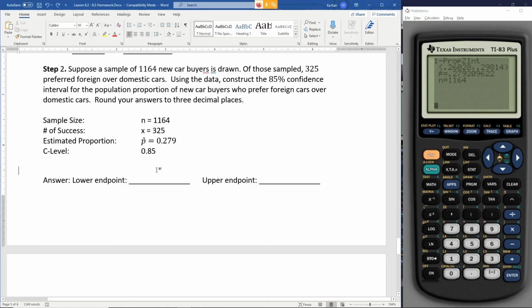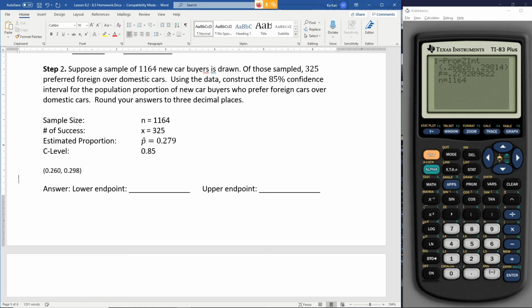Let's look at this. The interval would be from 0.26, and they want you to round to 3 decimal places, so 0.262, and then 0.298, just like this. And that's it: the lower end and the upper end. It's that easy. You just type it in and let the calculator do the work.